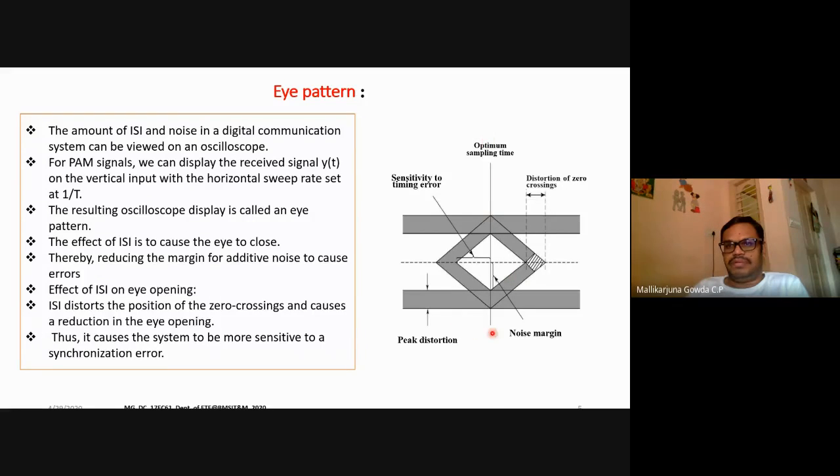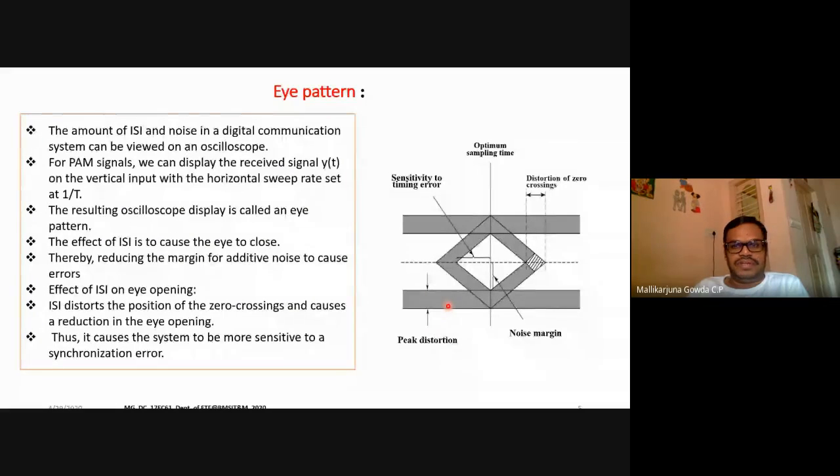And this is the optimum sampling time, or we can say best sampling time, right? And this is from year to year. I said it is sensitivity to timing errors, and from year to year it is noise margin, and here is what I said, it is the distortion of zero crossings, right? And this will be the peak distortion.